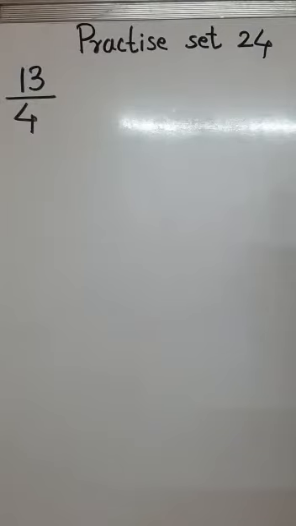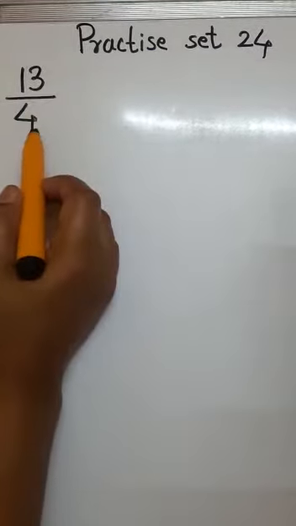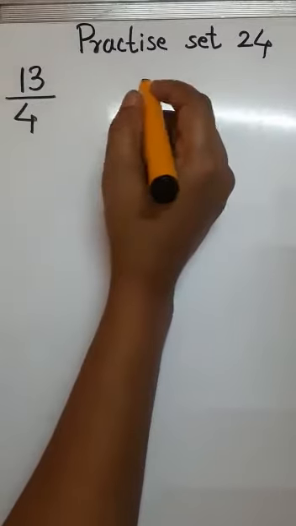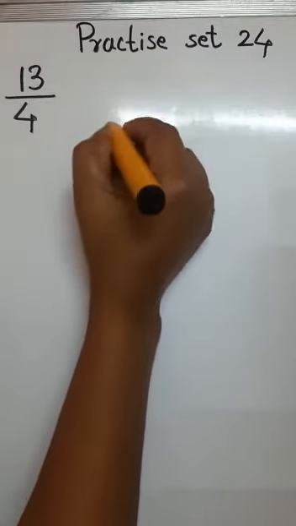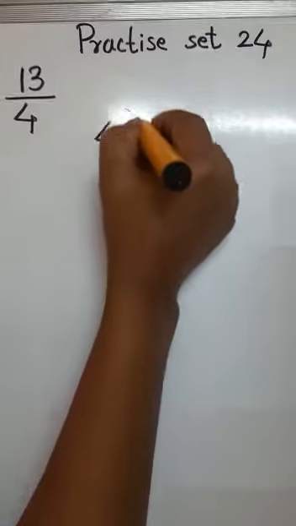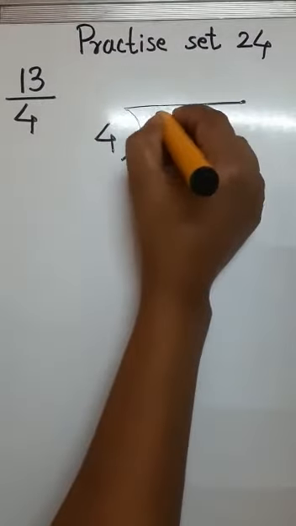Practice set 24. Here we will see how to write the rational numbers in the decimal form. Let us take first example 13 upon 4. So here we will divide 13 by 4. So I'll write the divisor over here and this is your dividend.